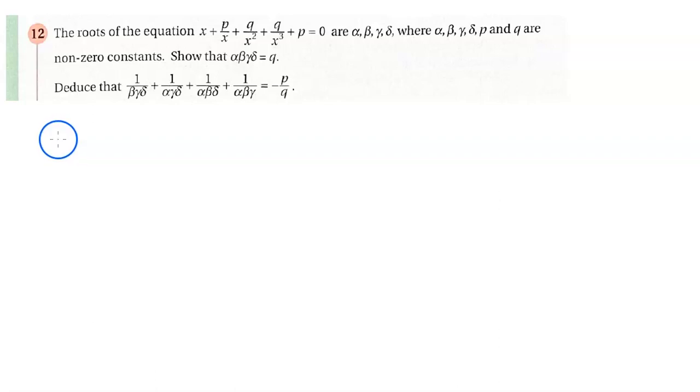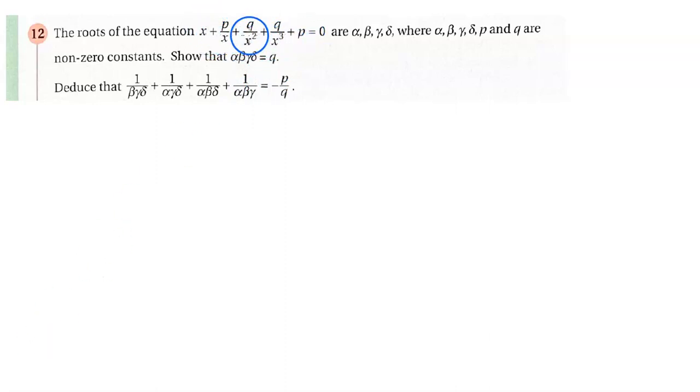Alright, so this is question 12 of the exam style questions in the polynomials section. So we have the roots of the equation x plus p divided by x plus q divided by x squared plus q divided by x cubed plus p equals 0 are alpha, beta, gamma, and delta, where alpha, beta, gamma, delta, p, and q are non-zero constants. Show that alpha, beta, gamma, delta equals q.